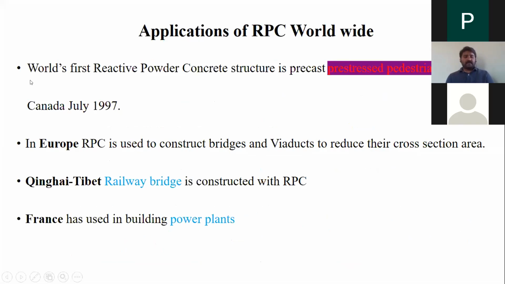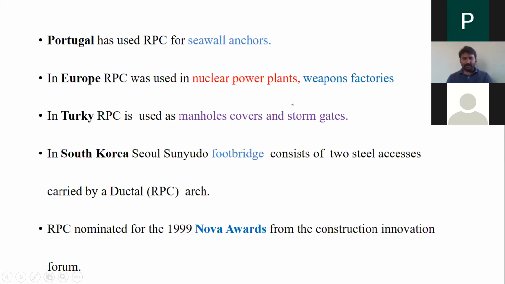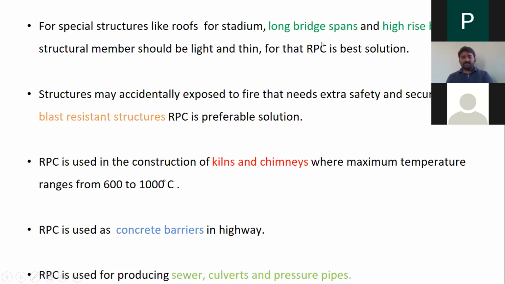The world's first reactive powder concrete structure is a precast pre-stressed pedestrian bridge in Canada in July 1997. Even though this was in 1997, in the early 1990s people had started working on this in France. But this is the first precast pre-stressed pedestrian bridge, constructed in Canada in 1997. Also, a few railway bridges were constructed, power plants, seawall anchors, nuclear power plants, weapon factories, manhole covers, storm gates, footbridges. All these things are constructed. Also long span bridges. I have some photos also showing where we can use this.